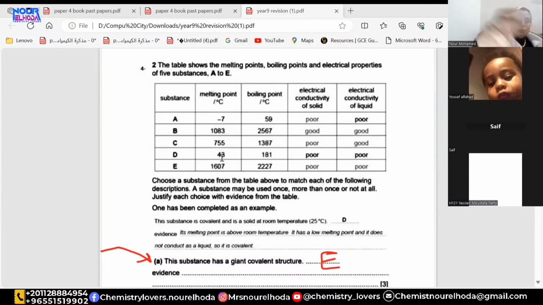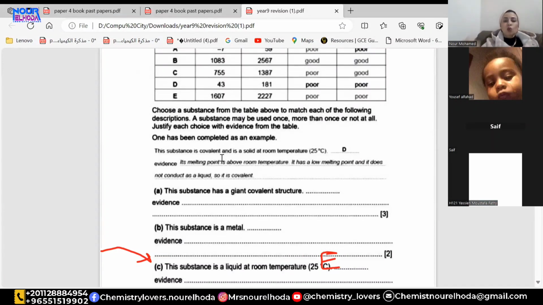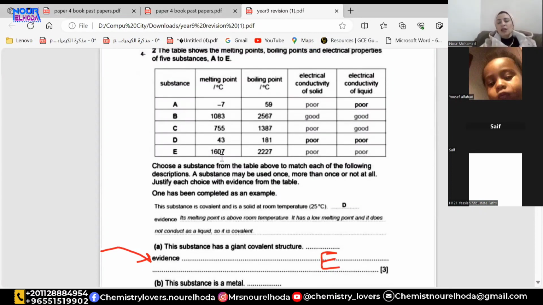Okay, let's continue. Question 2. Which substance is going to be a metal? So I'm going to choose high melting and boiling point, and at the same time conducts electricity all the time. Let's choose letter B, because it has high melting or boiling point and conducts electricity all the time. We need to say this evidence.